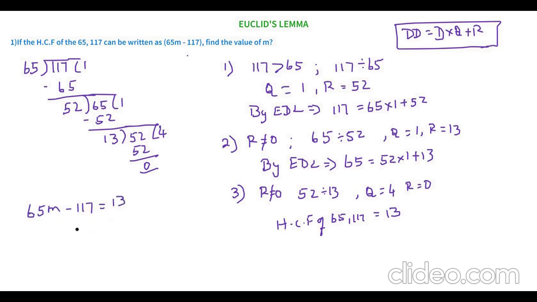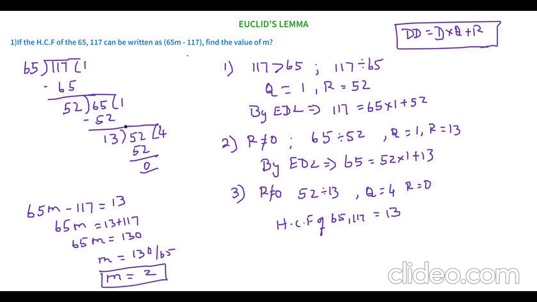So we have got our HCF is 13. Now this is given. Now let's find the value of m. So 65m equals 13 plus 117. So 65m equals 130. So m equals 130 divided by 65. So m equals 2. So the value of m is 2.